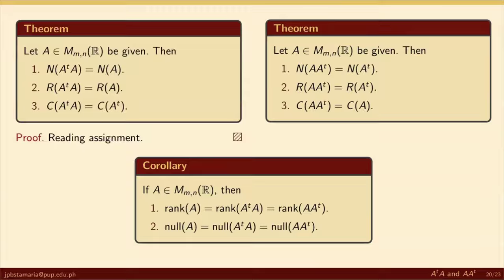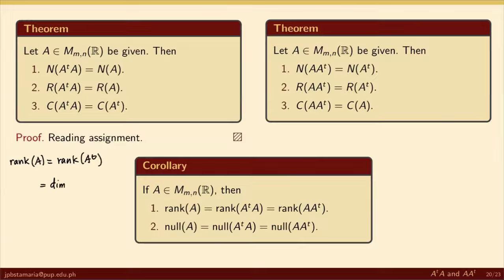Whenever you know the nullity of A is, let's say, 5, the nullities of A transpose A and AA transpose are both 5. Question, why are these true? It basically follows from the last portion. Kasi po, yung rank ni A ay parehas sa rank ng A transpose. Did you remember this property?